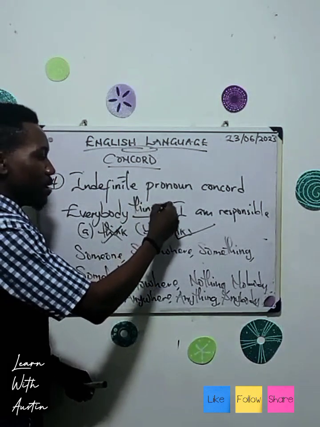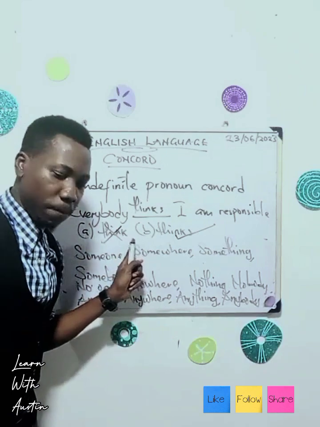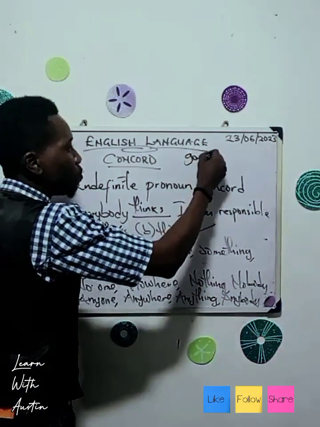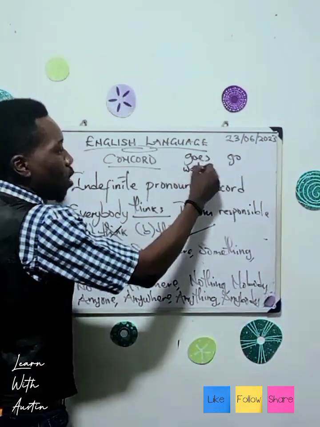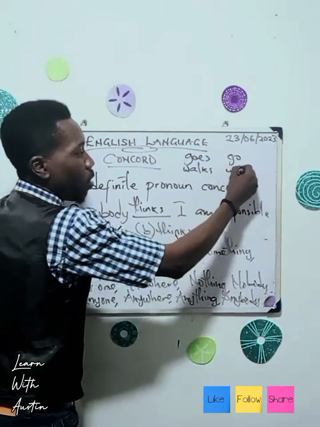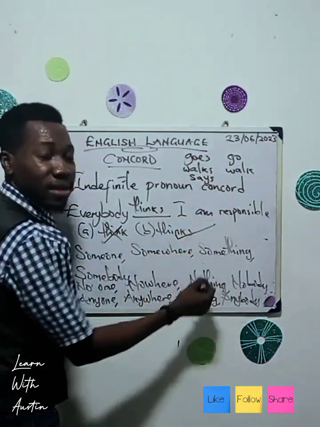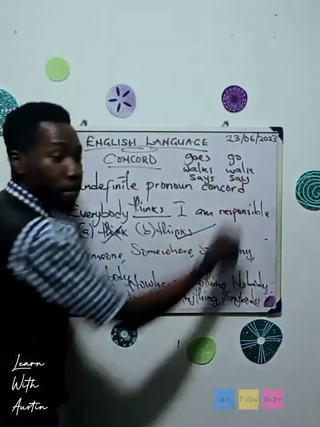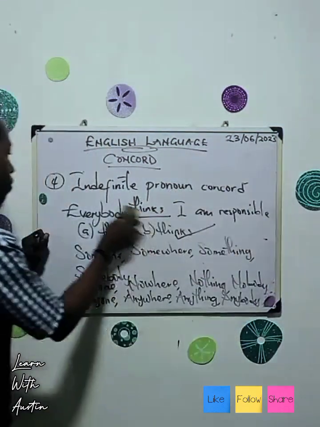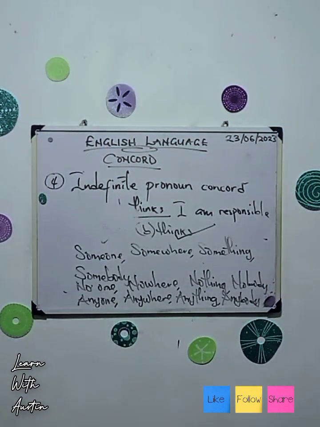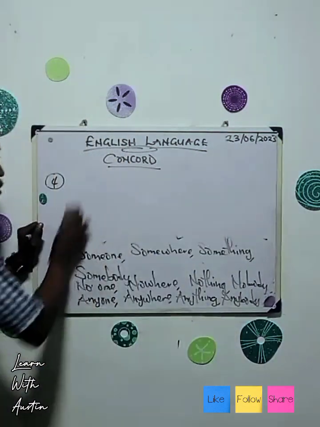Everybody thinks. Remember, the one with the S at the back is the singular; the one without S is plural. Goes, singular. Go, plural. Walks, singular. Walk, plural. Says, singular. Say, plural. And so on and so forth. So let's go to the next one: categorization Concord.